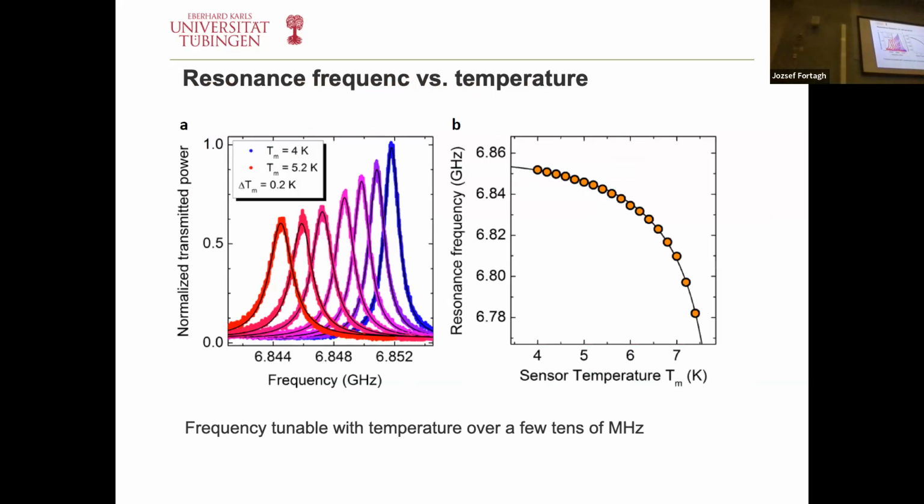We see that the resonance frequency is tunable with the temperature. Within a practical range, we tune the resonance of the cavity a few tens of megahertz, and this is a knob that we can adjust to the atomic frequency.